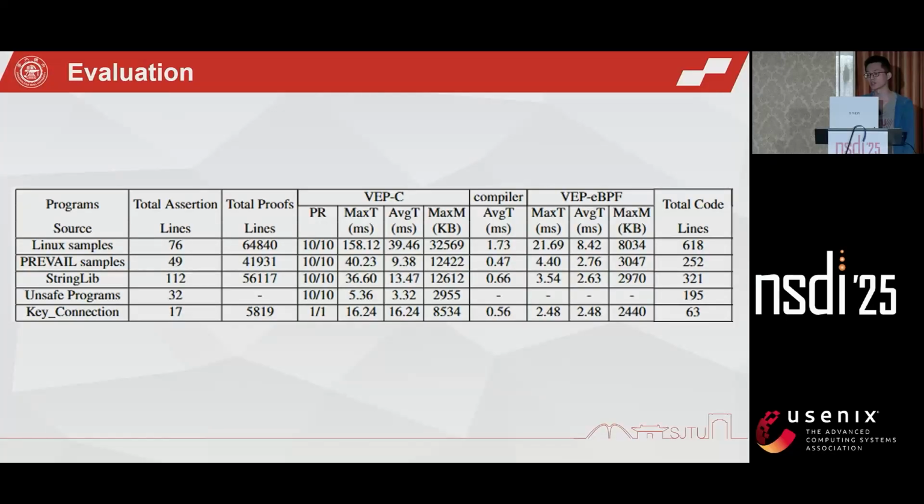Finally, let's look at the annotations needed. VEP requires a relatively modest number of annotations to verify programs efficiently. For example, in the Linux samples, with 618 lines of code, only 76 assertions were needed. This is what we call annotations. And it will generate 64,840 proof obligations. It is what we call proof gaps, and they will be added into the heavily annotated C program. This indicates that a small number of high-level annotations can generate sufficient proof gaps.